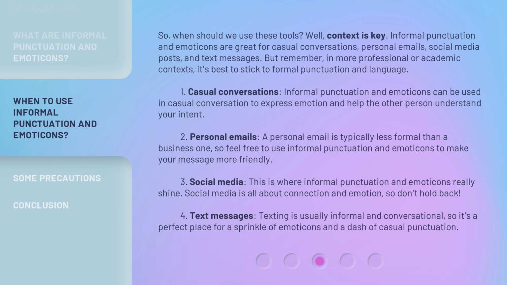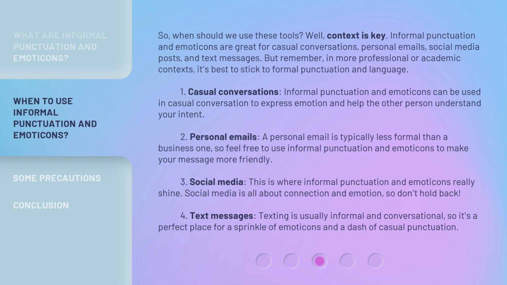So, when should we use these tools? Well, context is key. Informal punctuation and emoticons are great for casual conversations, personal emails, social media posts, and text messages. But remember, in more professional or academic contexts, it's best to stick to formal punctuation and language.